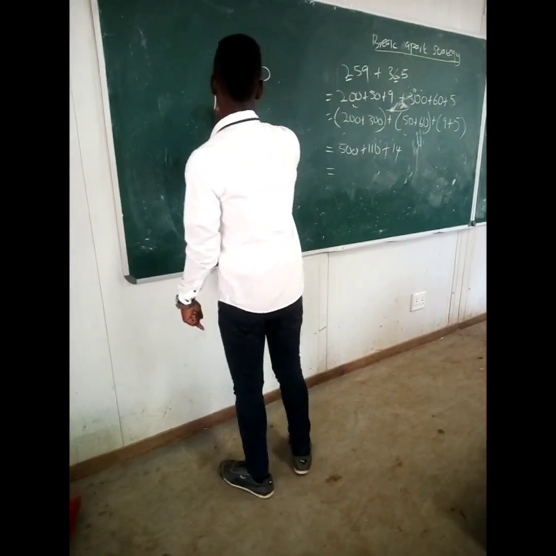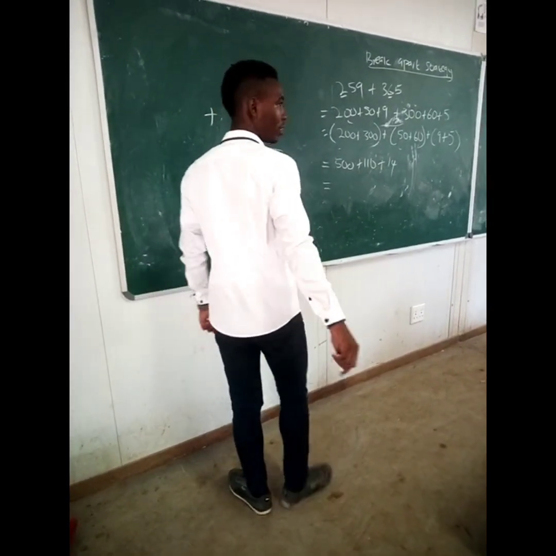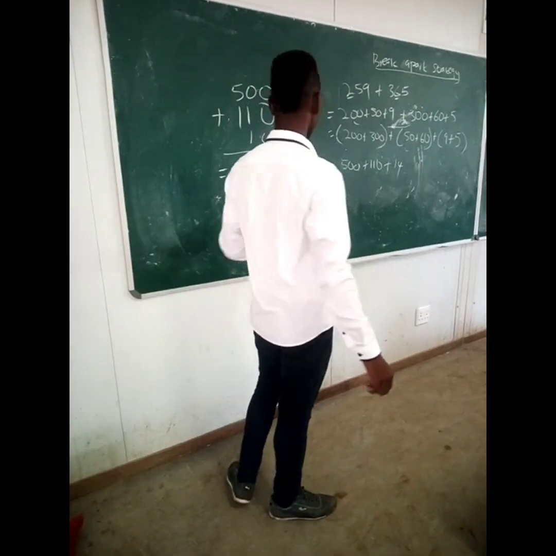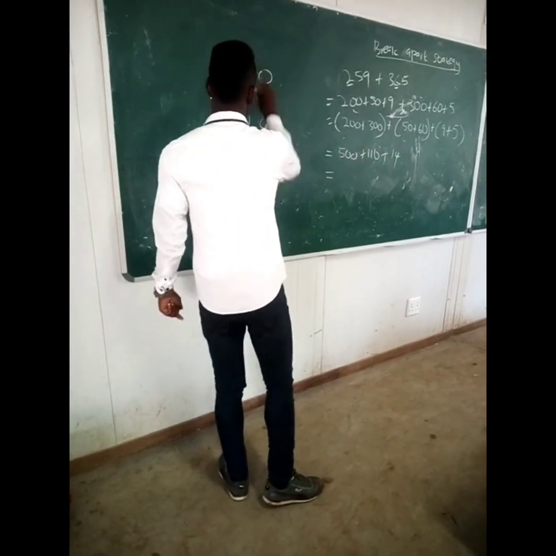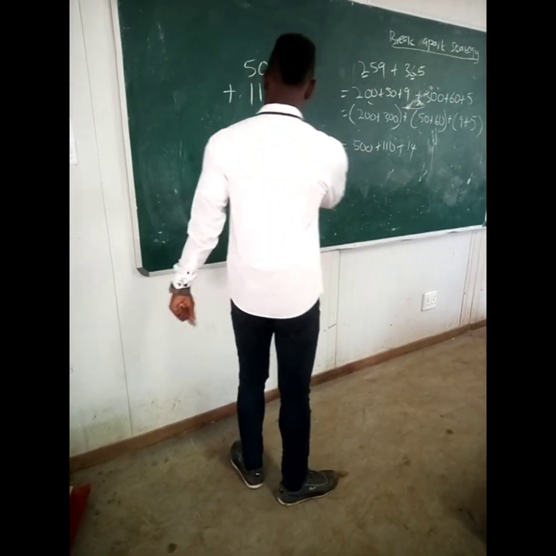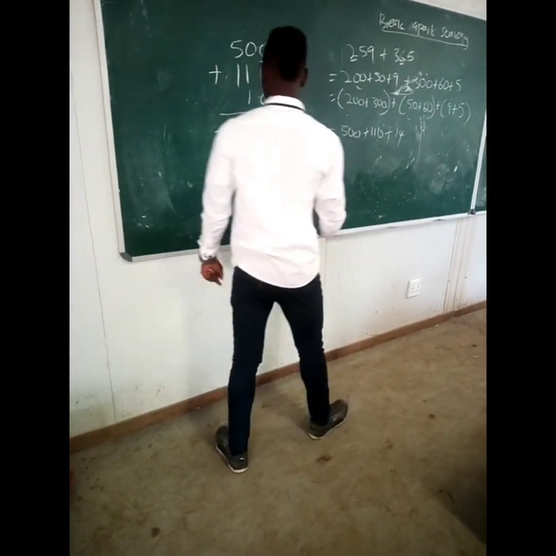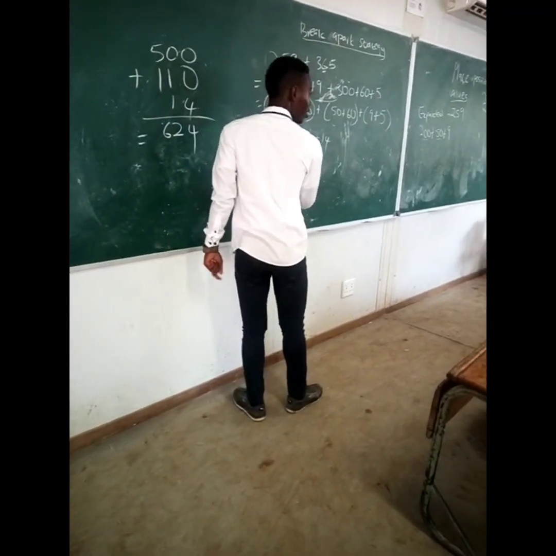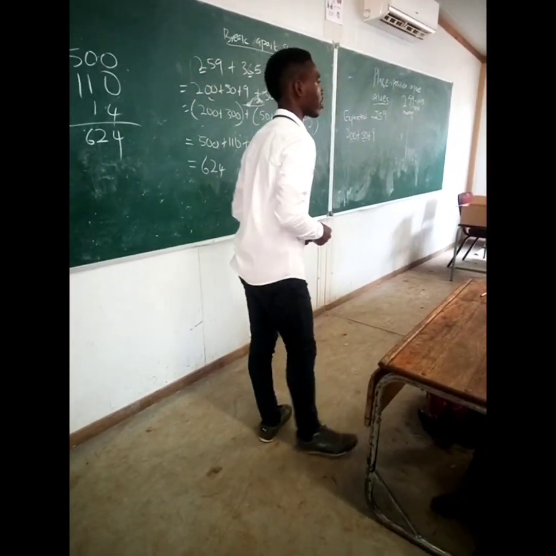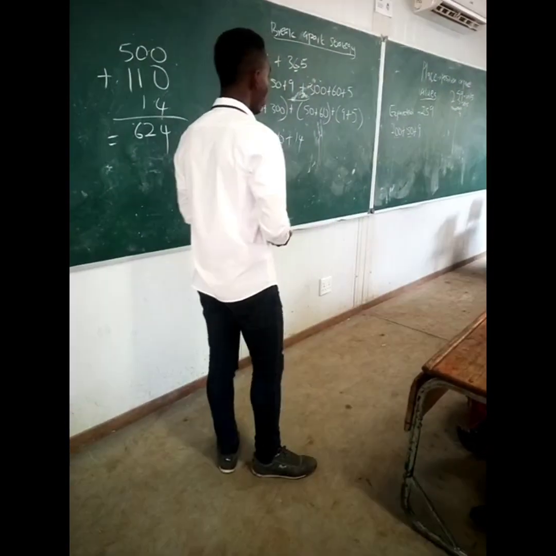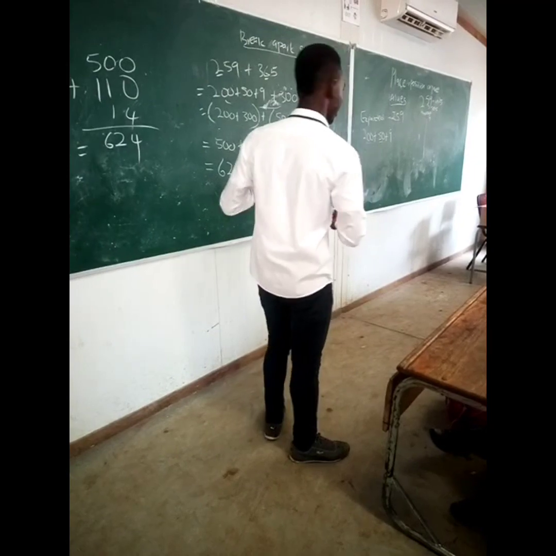500 plus 110 plus. Okay, so we are here now. This plus this plus this, 4. This plus this plus this, 1. 2. This plus this, 6. So our answer is what? 624, right? So now you understand the term breaking. You can see that it's still the same as expanded notation.